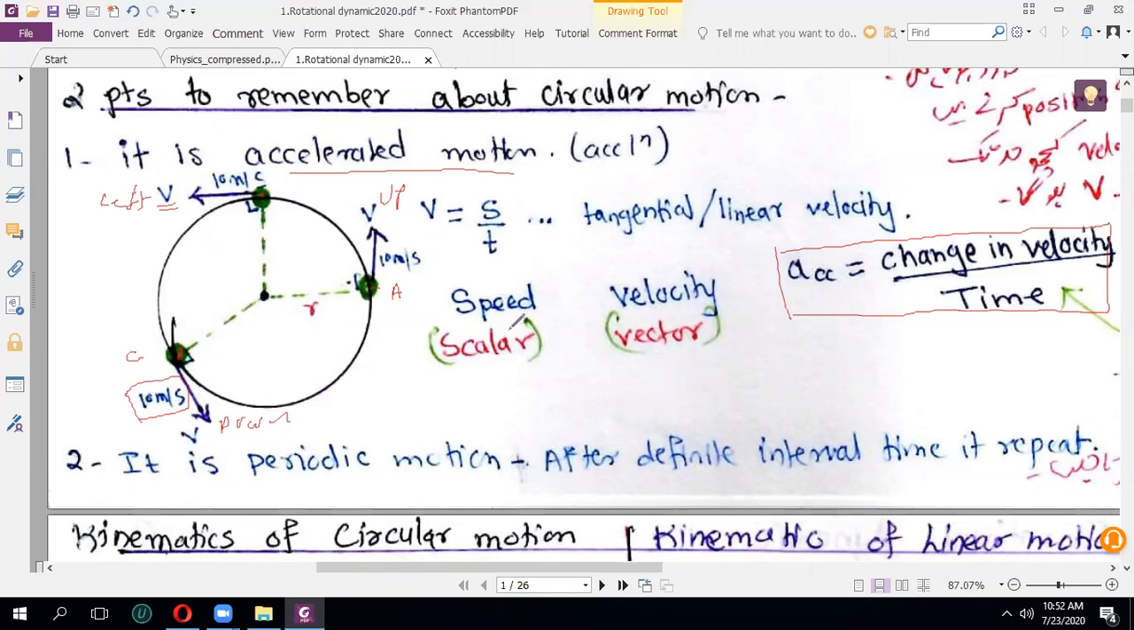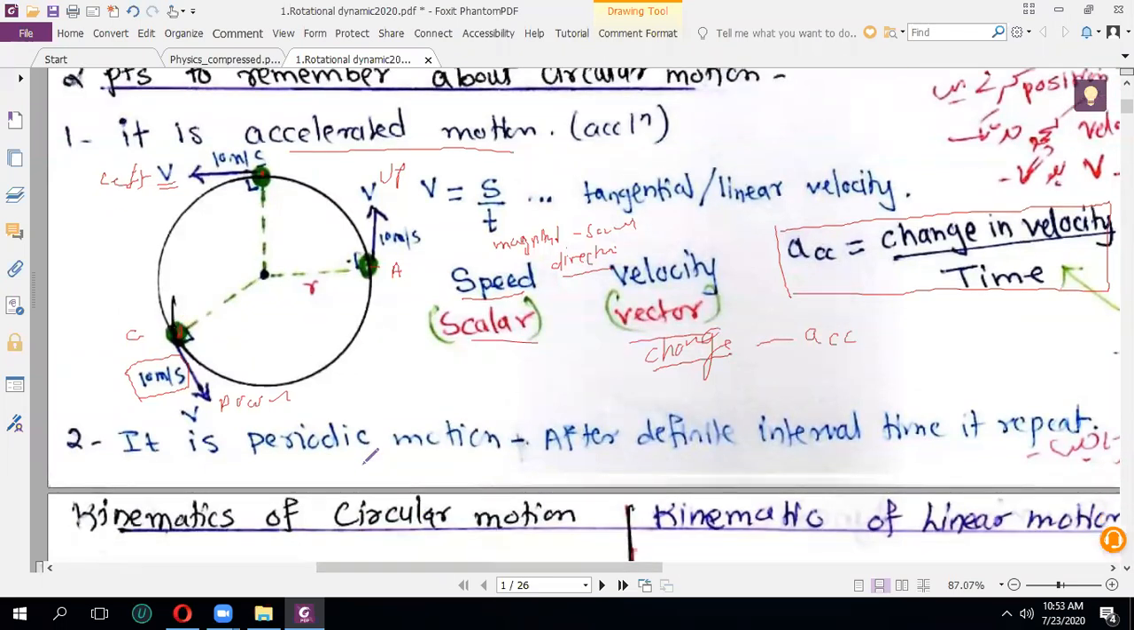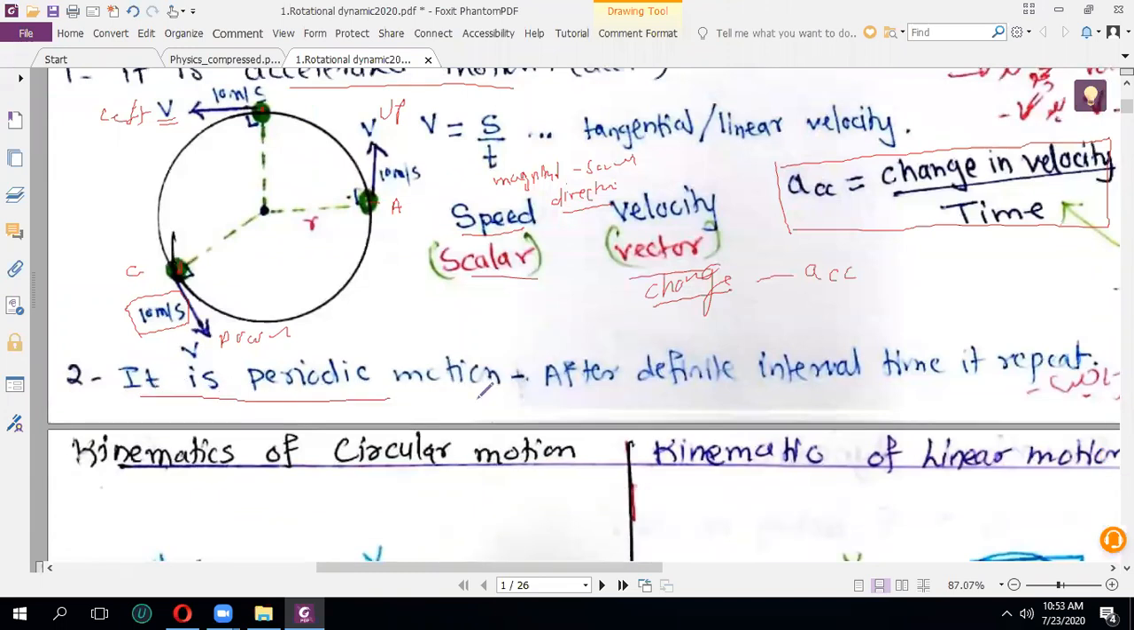So what is the difference in all places? The speed is the same, that means the magnitude is the same. What is different? The direction, it is a vector. If the direction is different, that means the velocity is changed. If the velocity is changed, that means acceleration has happened. Understood? That is why we call circular motion accelerated motion. I hope this part is clear, because at each place the direction changes. The direction is not the same.